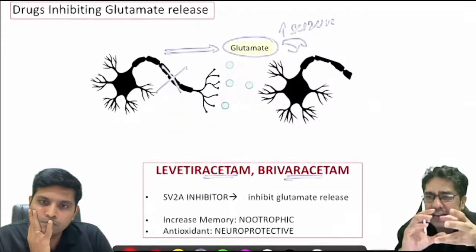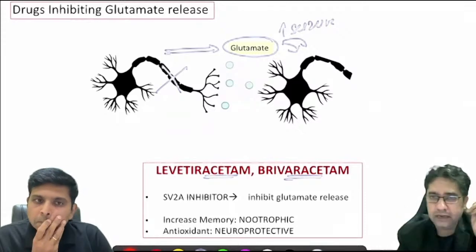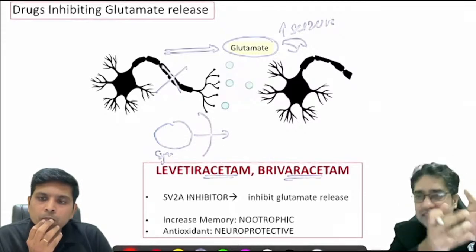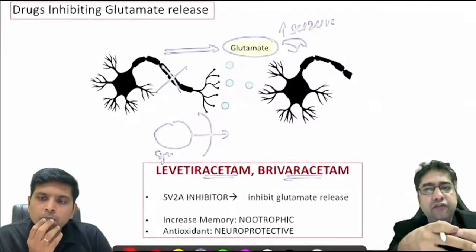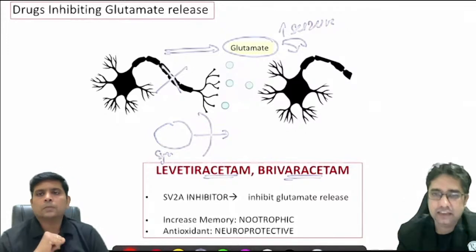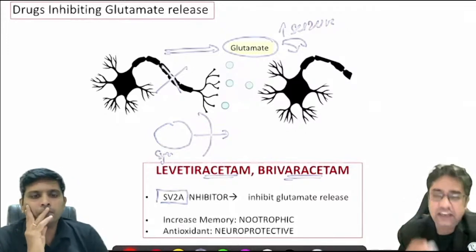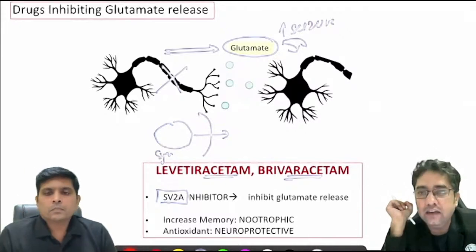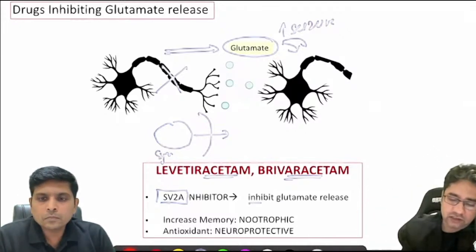Now you know that any neurotransmitter like glutamate must be released from synaptic vesicles. All neurotransmitters are inside the vesicles, and when vesicles fuse, they get released. So levetiracetam and brivaracetam inhibit this SV2A. SV2A is a synaptic vesicular protein. They inhibit it, hence they inhibit the release of glutamate.